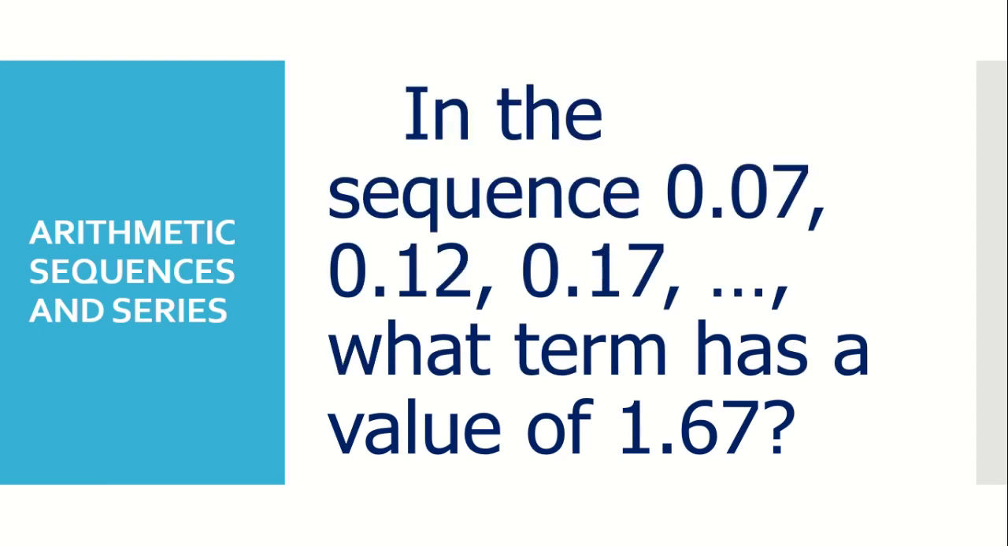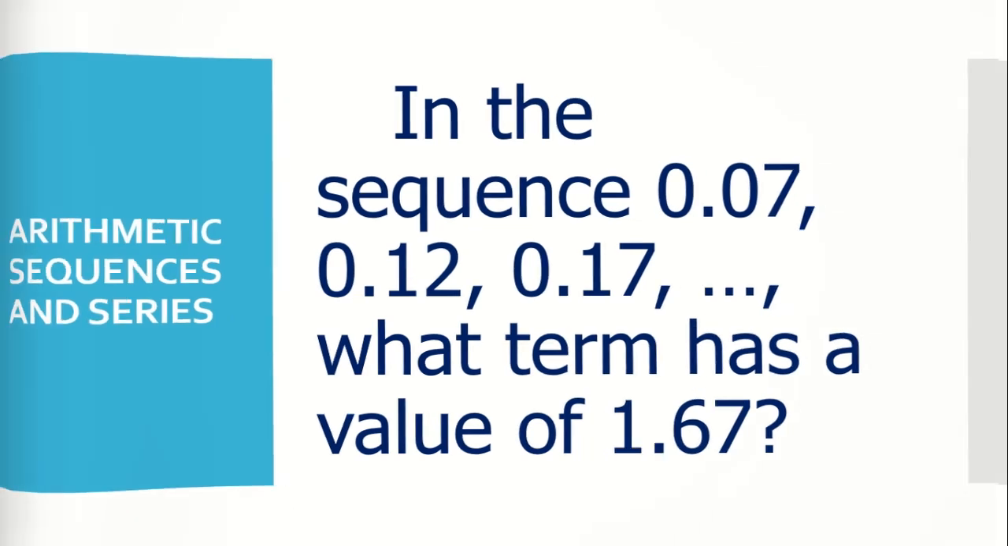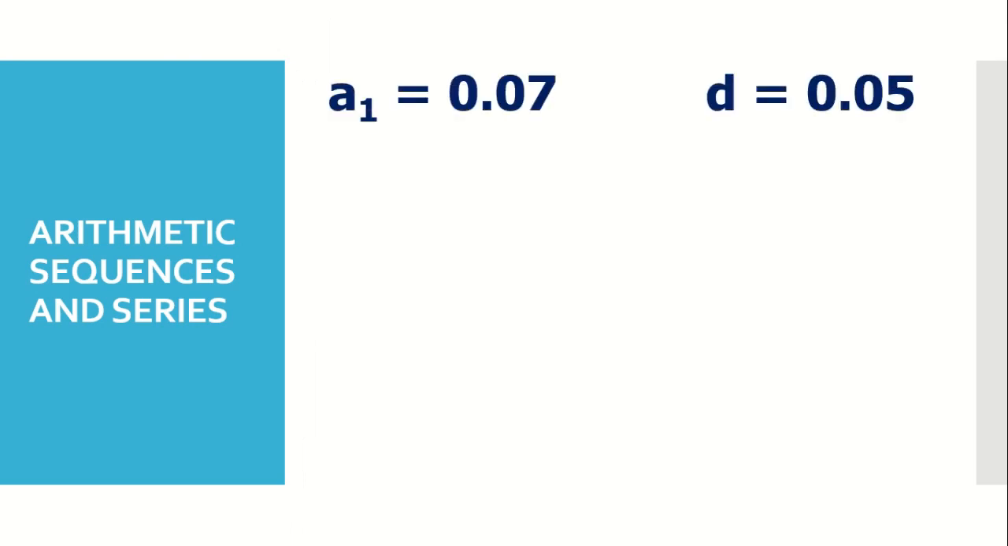Another example. In the sequence 0.07, 0.12, 0.17, and so on, what term has a value of 1.67? So our given are a sub 1, which is equal to 0.07, and our common difference is equal to 0.05. Our a sub n is equal to 1.67.